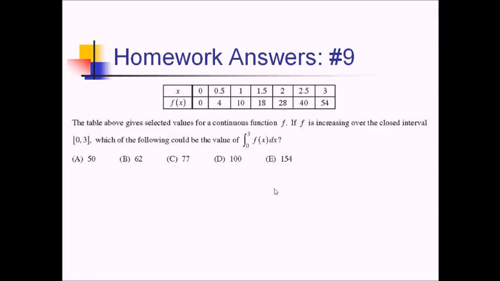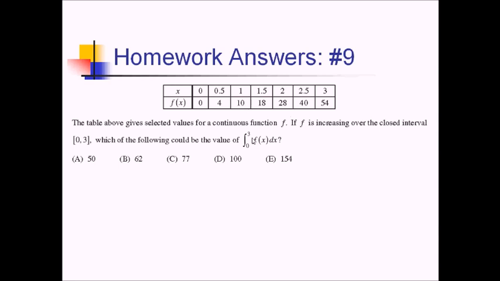For number 9, we're given this table with selected values for a continuous function, and we're told that the function is increasing over the interval from 0 to 3. Based on that, we want to know which of the following could be the value of the integral from 0 to 3 of this function. So this is one of those situations where you need to approximate it, but should we use LRAM or RRAM?